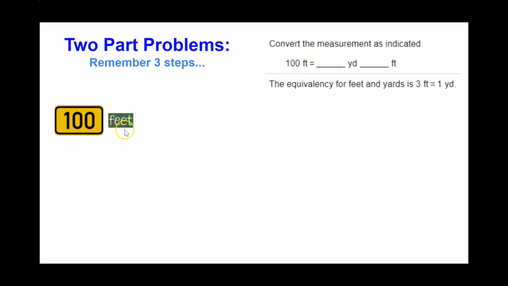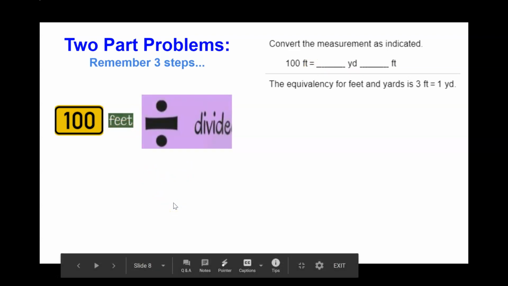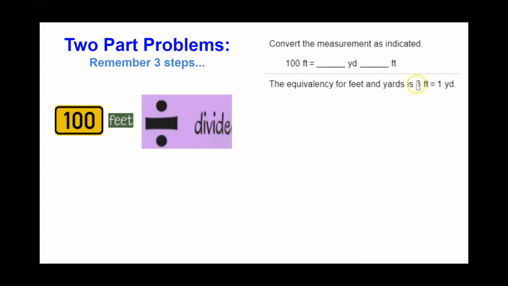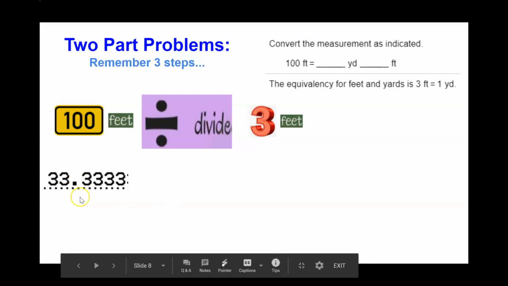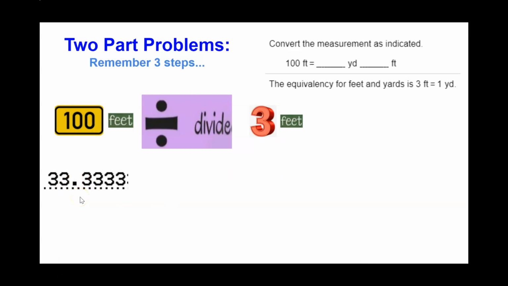So 100 feet, we're going to write this first, 100 feet. Then we're going to divide. And what we're going to divide it by is the unit that's given in the chart. So in this case here, 3 feet equals 1 yard. So we're going to do 3 feet. If you want to follow along by putting this in your calculator, you can do the step by step in your calculator. You can see what I'm talking about instead of writing it. So divide 100 divided by 3, and this is what you should get in your calculator: 33.33 with a bunch of 3's on the end.